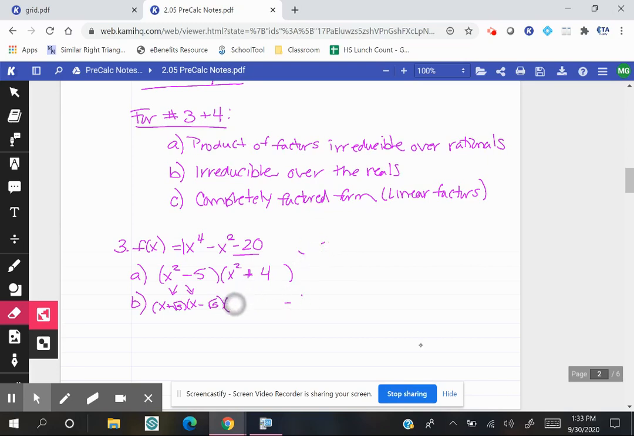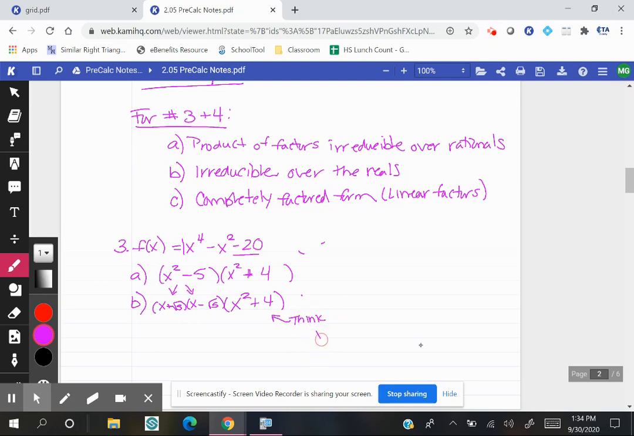But those give us imaginary numbers, right? And I asked you to just do it over the real. So we're going to keep x squared plus 4. So anytime it's a sum, you're thinking it's going to be imaginary numbers. If it's a difference, you'll always have either irrational or rational numbers.